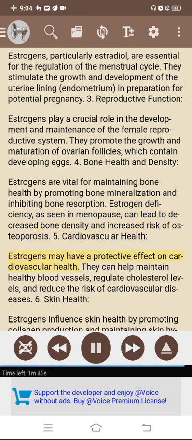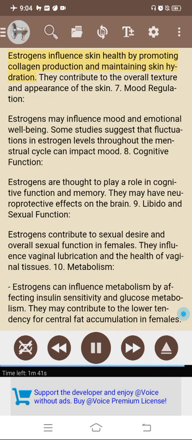5. Cardiovascular health. Estrogens may have a protective effect on cardiovascular health. They can help maintain healthy blood vessels, regulate cholesterol levels, and reduce the risk of cardiovascular diseases. 6. Skin health. Estrogens influence skin health by promoting collagen production and maintaining skin hydration. They contribute to the overall texture and appearance of the skin.